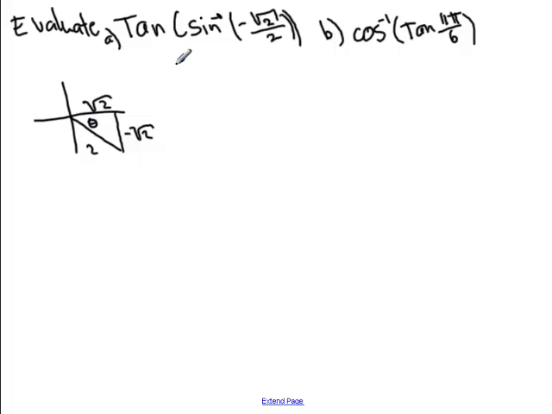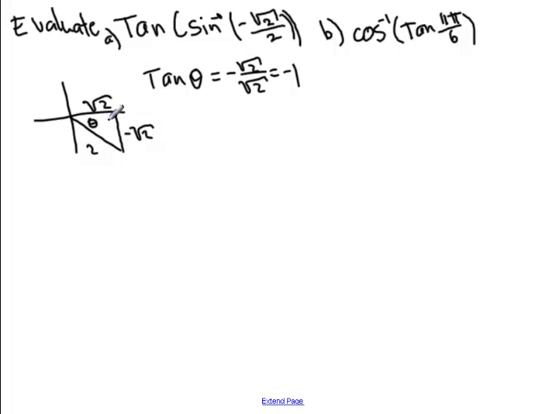Let's just call it theta for now. The reason why is because we're just going to be taking the tangent of this thing after all. And the tangent of theta is negative root 2 over 2, negative root 2 over root 2, which is just negative 1. So the answer for A is negative 1.